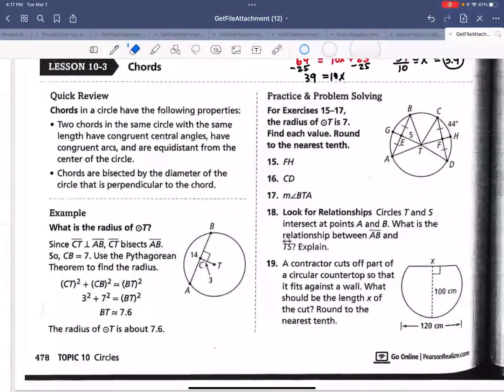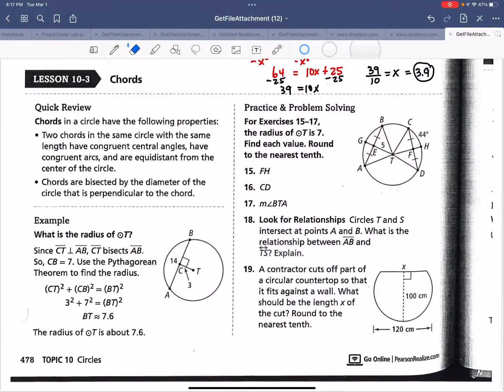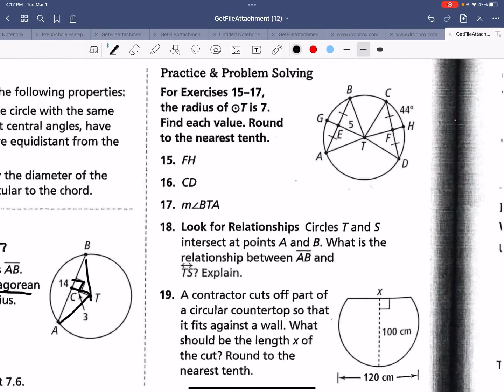Let's take a look. 10-3 is chords. Oftentimes we'd see a lot of the chords are the same length, or if they make a 90, they make right triangles, and we can use the Pythagorean theorem. Cool? All right, so let's dive in.